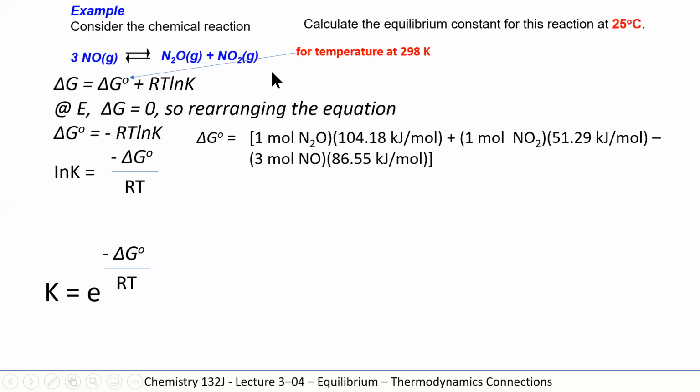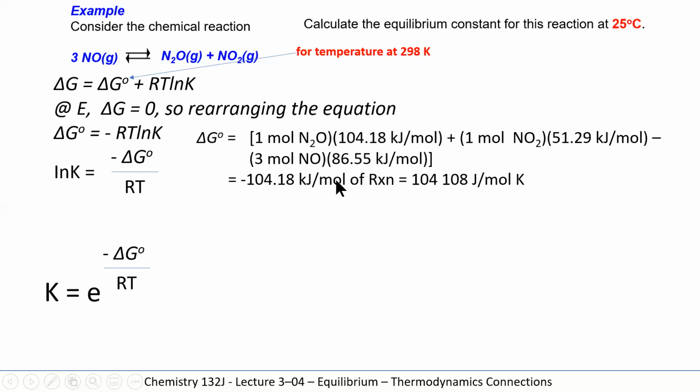Now we're going to subtract the sum of the delta G's of the reactants, which in this case is going to be 3 moles of NO times 86.55 kilojoules per mole of NO. Well, when we solve this, we end up with a value of 104.18 kilojoules per mole.